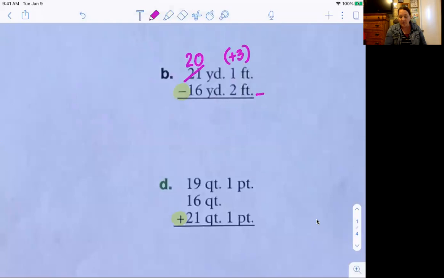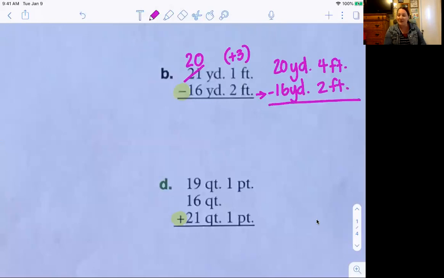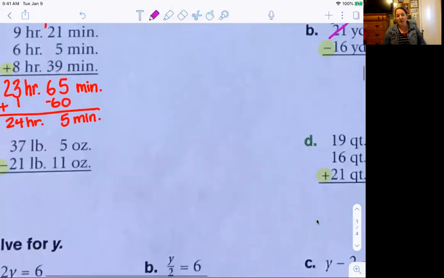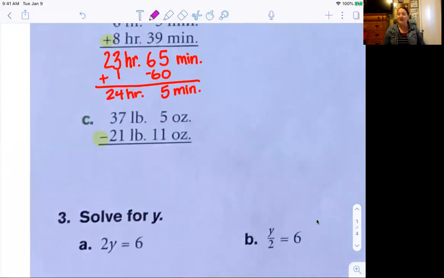And remember, whenever we do these types of problems, we rewrite them. So the new problem is 20 yards. What's 3 plus 1? 4. 20 yards, 4 feet, minus 16 yards, 2 feet. Okay. 4 minus 2 is 2 feet. 20 minus 16 is 4, so we have 4 yards, 2 feet. I know you know what I'm going to say. Challenge yourself if you want. If not, it's okay. Stay with me and we'll work on them together.